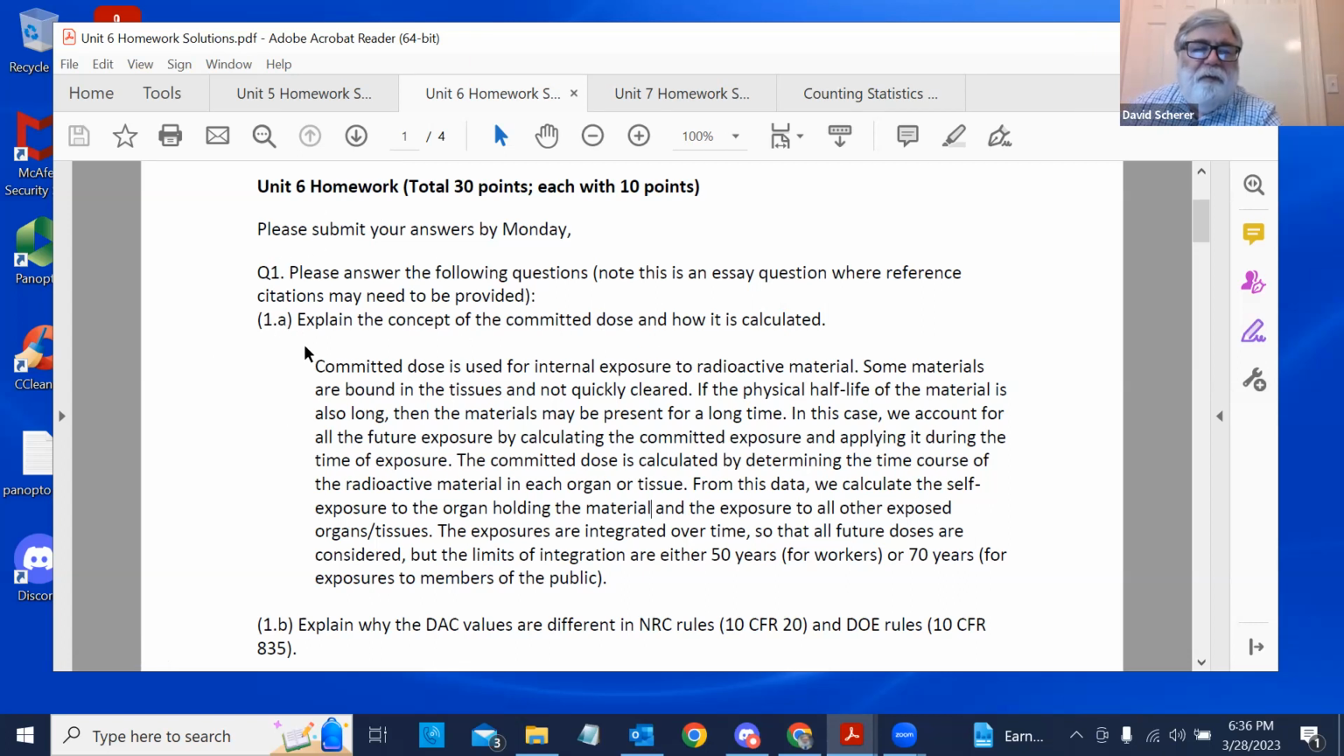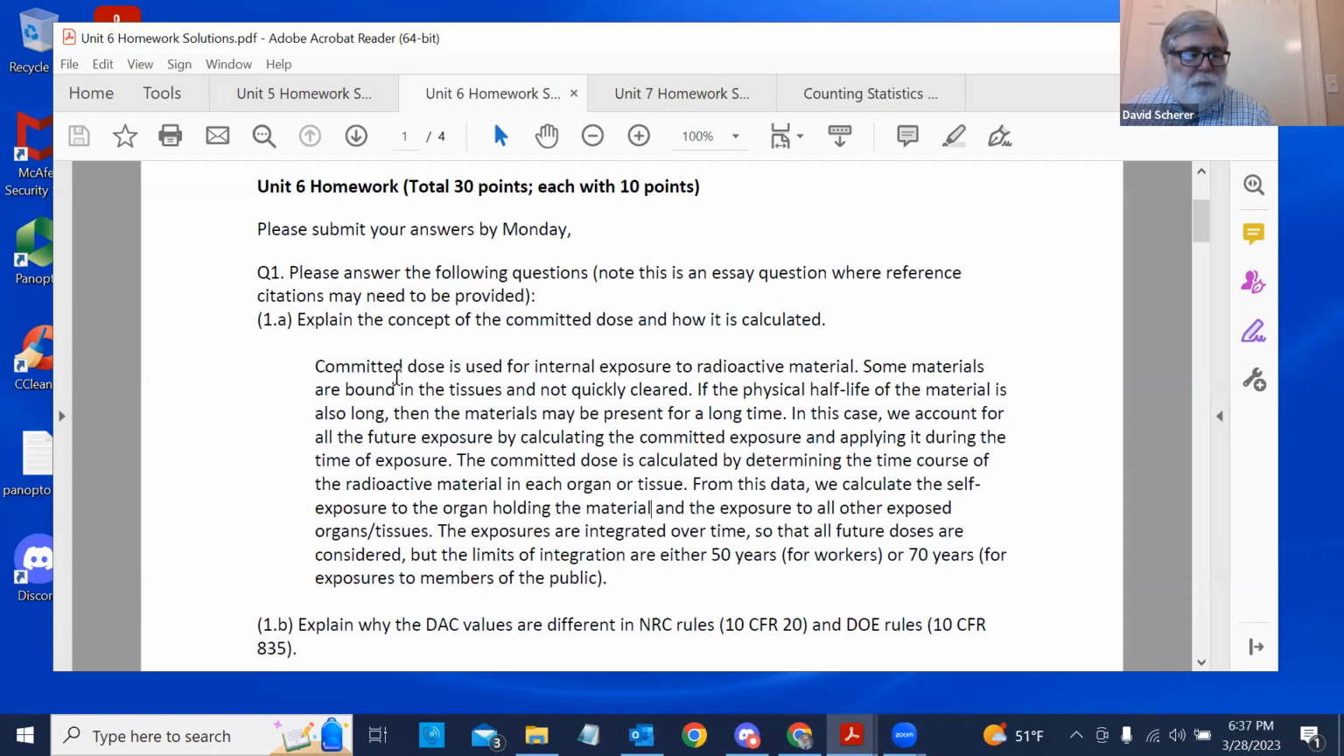So the first question in the Unit 6 homework was a conceptual one. The idea of committed dose is that we're counting future dose at the time it's delivered. That dose is committed because it's unavoidable because of physiology. Long-lived and long-retained material is going to stay in you for a long period of time, and we count all that dose from the moment that the intake occurred, instead of counting it through time. That's basically what committed dose is about.